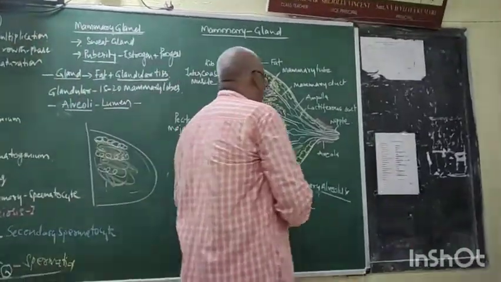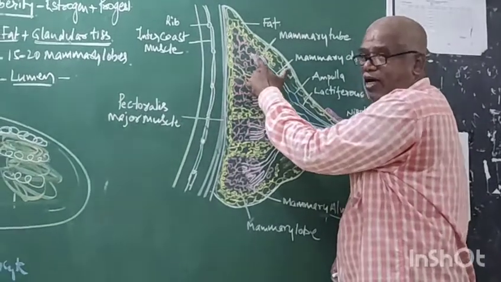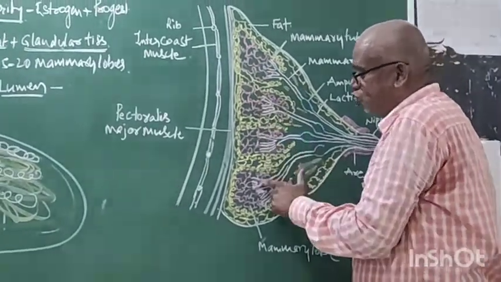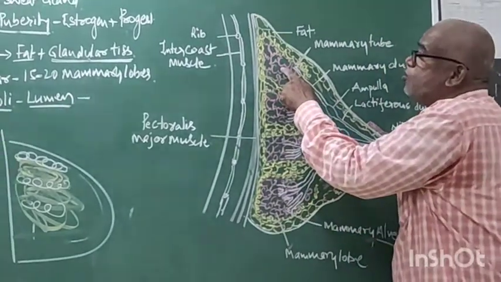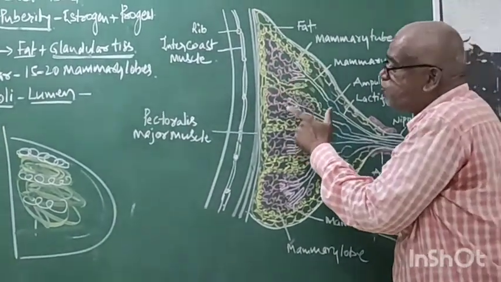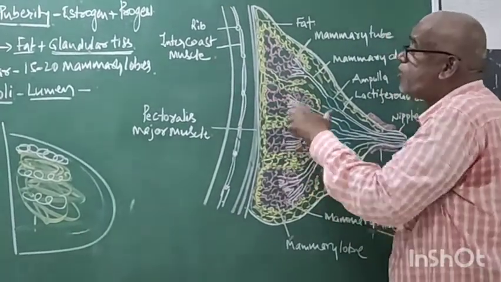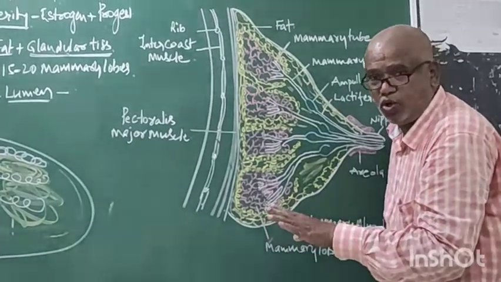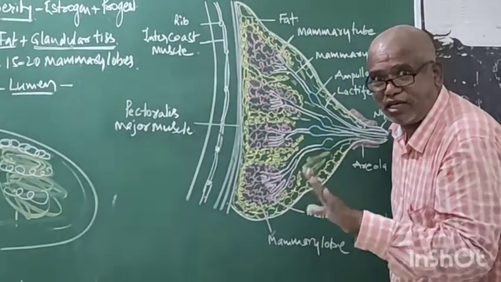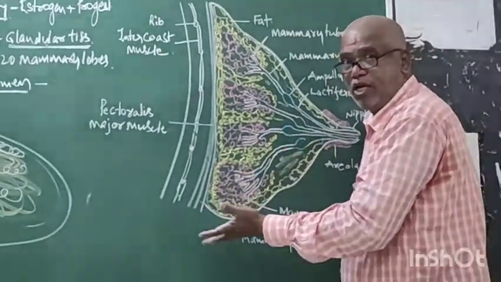See the diagram. Now, this pink color is glandular tissue. One, two, three, four, like 15 to 20. This glandular tissue is separated by yellow. This yellow is the fat tissue. This is the internal structure. Name the two tissues inside the mammary gland.